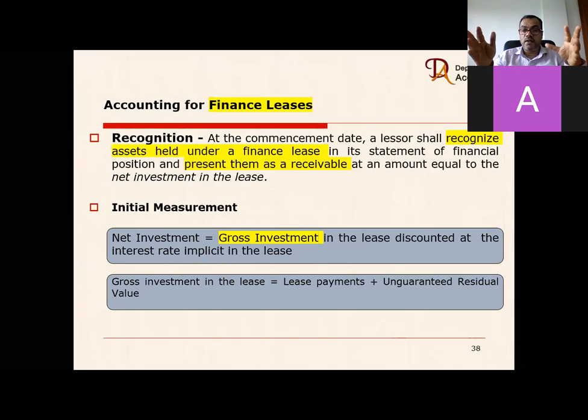Therefore, the guaranteed one is certainly going to be received by the lessor. Therefore, that is included in the lease asset. But the unguaranteed residual value is not that much known, though we estimate and provide these values in the examination to understand. If there is an unguaranteed residual value, of course, that would be an income or revenue or gain for the lessor. That is why we have to add this unguaranteed residual value.